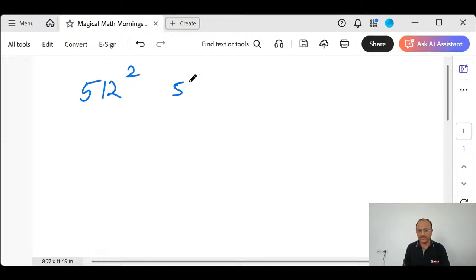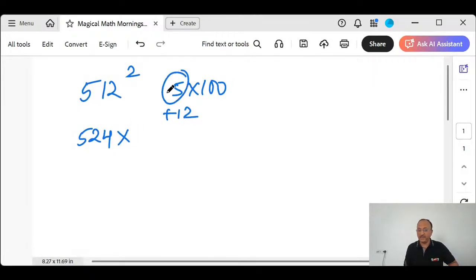So the base you can consider is 5 into 100 with a deviation of plus 12, and multiplying with 5 is very easy. 512 plus 12, 524 into 5 we should.